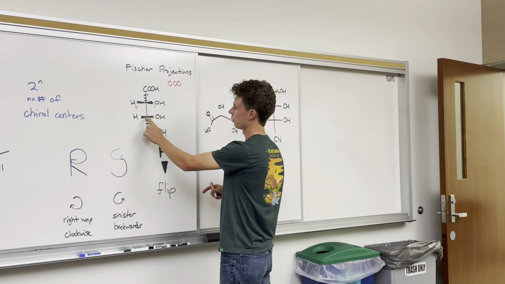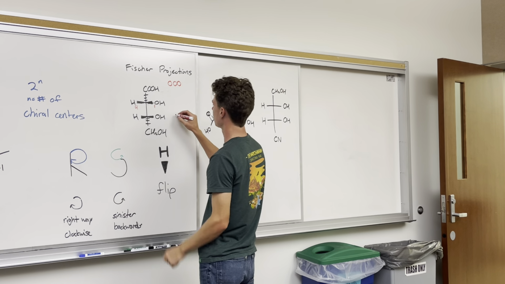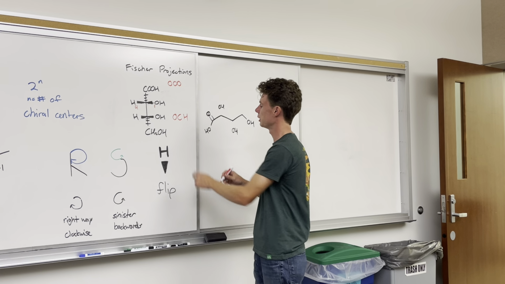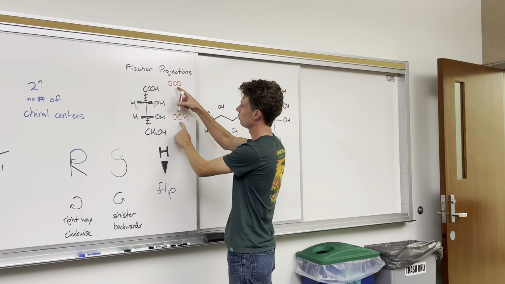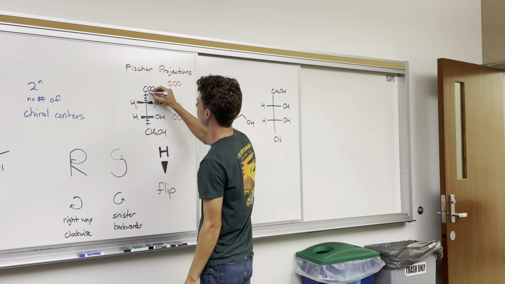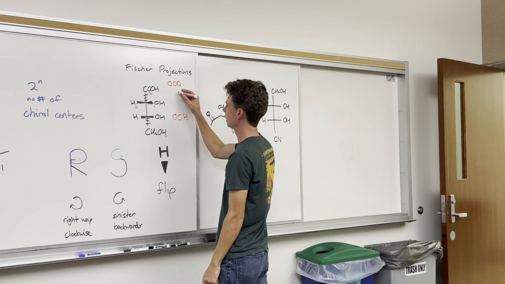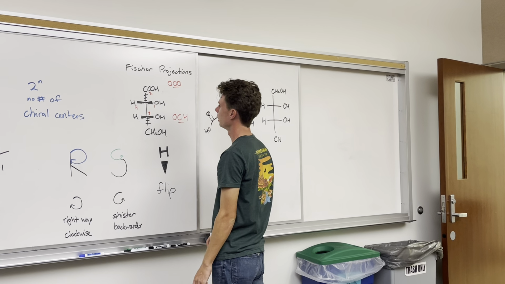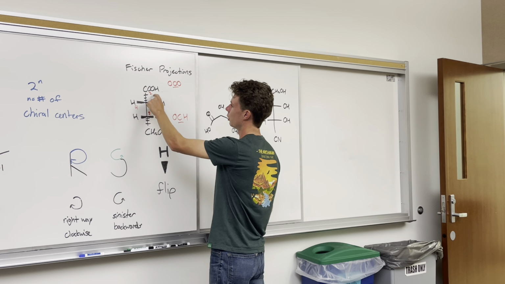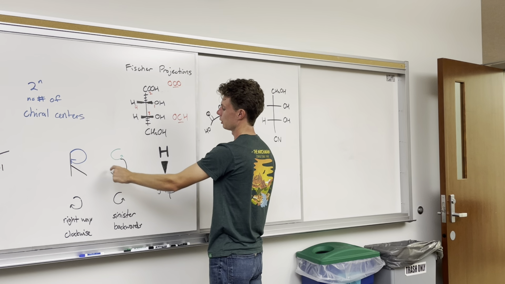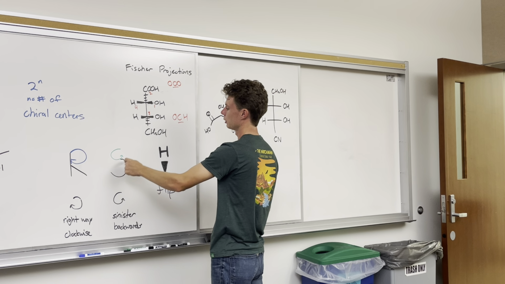This carbon down here is bonded directly to an oxygen, a carbon, and a hydrogen. My first point of difference is a carbon versus an oxygen. Our oxygen being a higher priority, it's a larger atom. This is going to be my second group because oxygen is larger than carbon. This will be my third group. Now if I go in the order of 1, 2, and 3, notice that I'm going counterclockwise. I am going in S configuration.